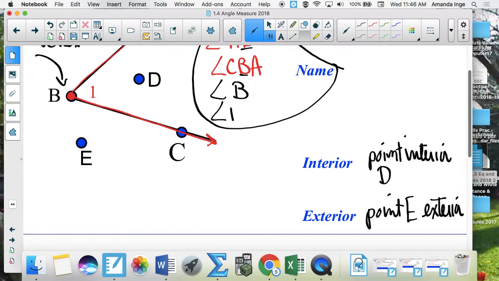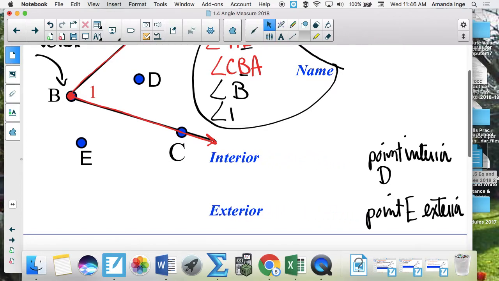Everybody good to go? So this is on the exterior. Oh, I can't make it do. Okay, well that's good. So D is on the interior, E is on the exterior.